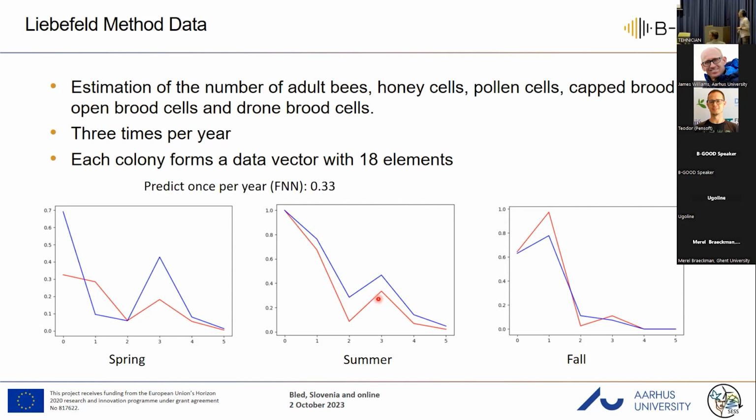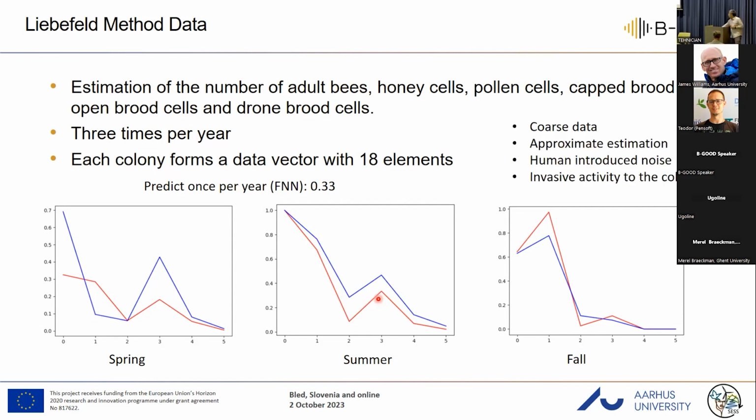Yeah, so you can see I still use the same model, the neural network. The accuracy is really low. It's only 33%. Again, because the Liebefeld method is still coarse data. It's only 3 times per year. So it's not dense enough. It can't capture the whole dynamics of the colony development in a year.